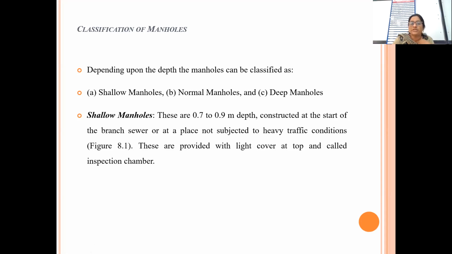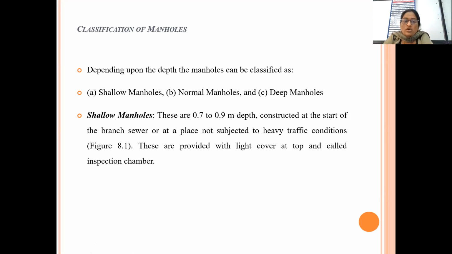And as per the depth, manholes are classified as per the type function. We have discussed there are three types of manhole. One is the common manhole, another one is the drop manhole, and the third one we have studied, that is the lamp hole. But as per the depth of the manhole, it is classified into three different types. First one is the shallow manhole, normal manhole, and the deep manhole.